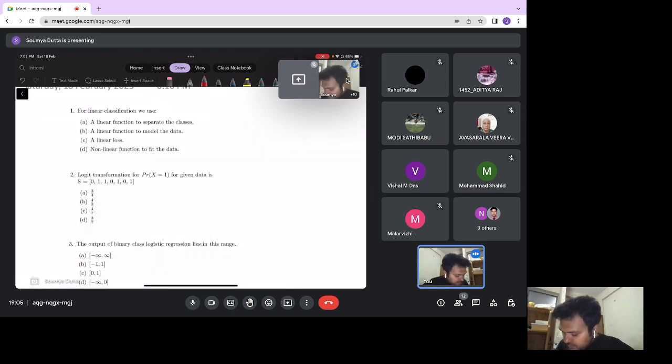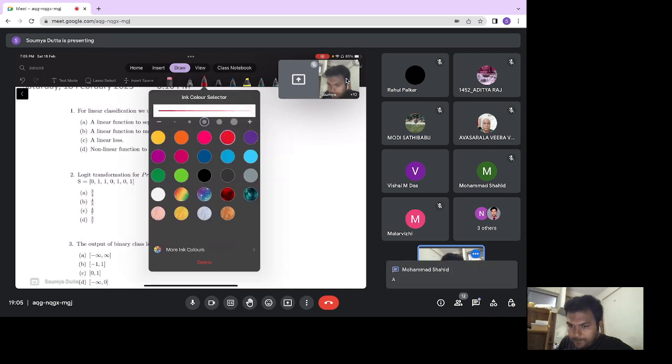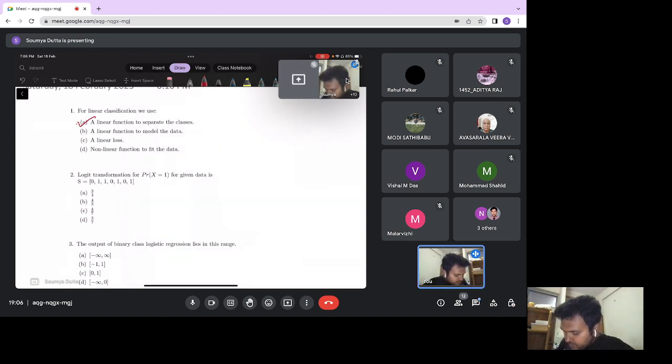So for linear classification, we use a linear function to separate the classes, a linear function to model the data, and a linear loss or a nonlinear function to fit the data. Can one of you guess which is the answer? Yeah, I'm seeing a message that somebody has said A. Yeah, it's correct. For linear classification, we want a linear function to separate the classes. Basically, the decision boundary that you are learning in order to separate the classes will be linear.